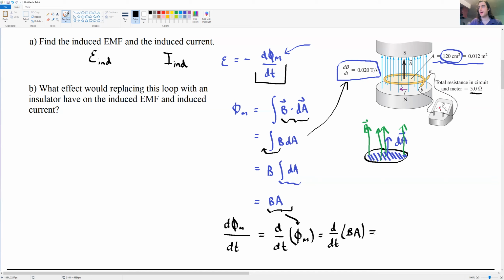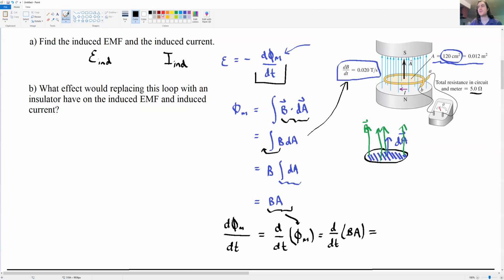And I have a question for you guys. Is the area changing here? Is the area of that loop changing? You can answer in the chat if you want. Let's see if we can get a couple people here. Couple no's. Anybody think yes, that the area is changing? Anybody unsure? Okay, it looks like everybody's saying no, so that's a good sign. So yeah, that's correct. The area is not changing here, so no need to do a product rule.